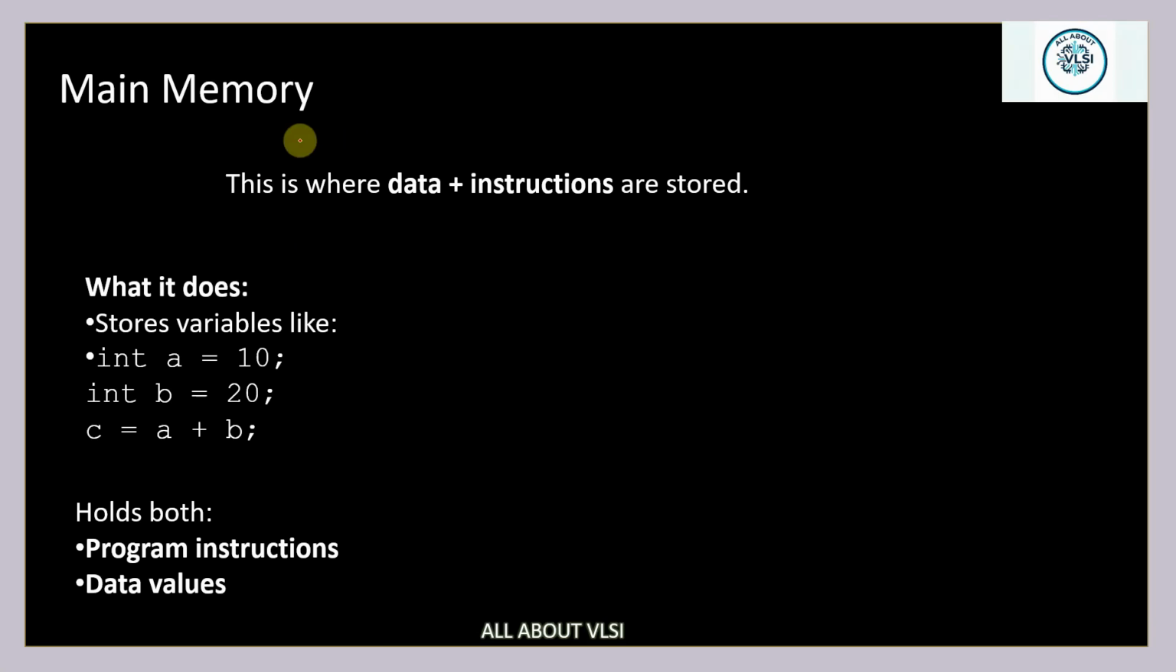Now, here the main memory is where data as well as instructions are stored, and it is going to store the variables. Like if I write int a = 10, b = 20, and c = a + b, it is going to store the value of 10 and the value of 20. That is nothing but my data, and it is also going to store the result of this operation, right? And this main memory is going to hold both program instructions as well as data values.